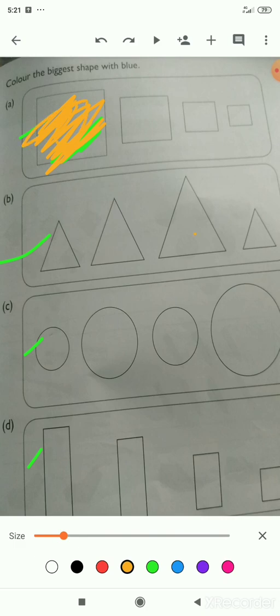Here in the triangle this one is the biggest. If you want to do pink, do it pink. Now in the circle, which one is the biggest? This? No. This? No. This? No. This? Yes. So do it blue. And in the last, this. So do it blue.